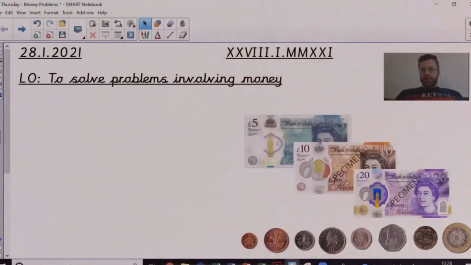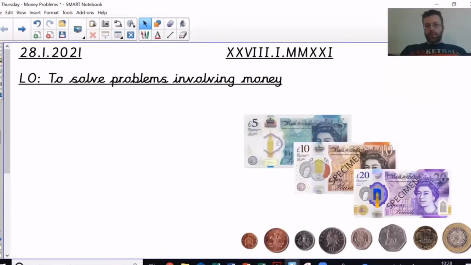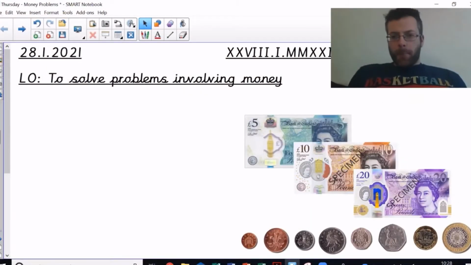So, might as well get straight into the screen and then we can crack on and as always, work hard, try your best, and let's go through some of the problems together. Here we go. So like I said, we are looking at solving problems involving money.